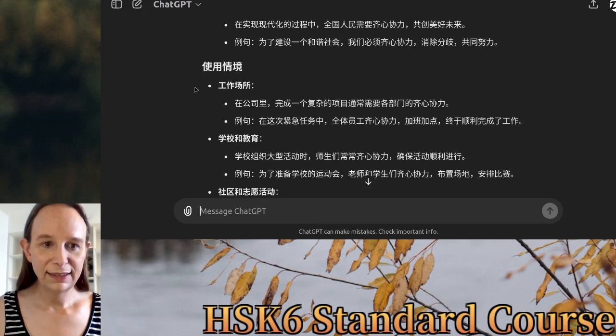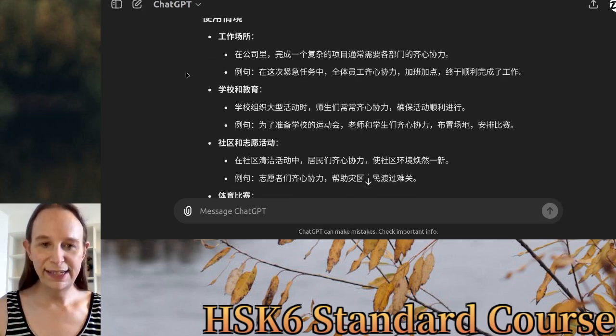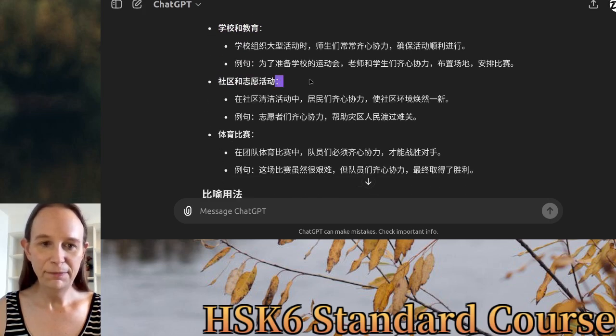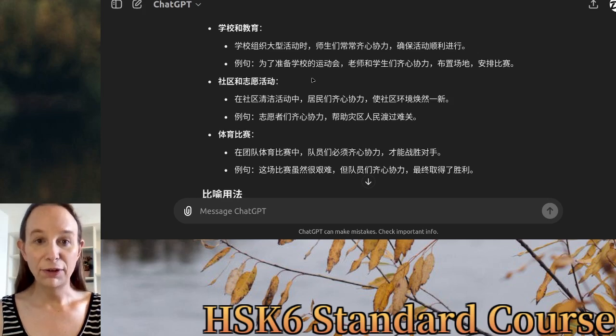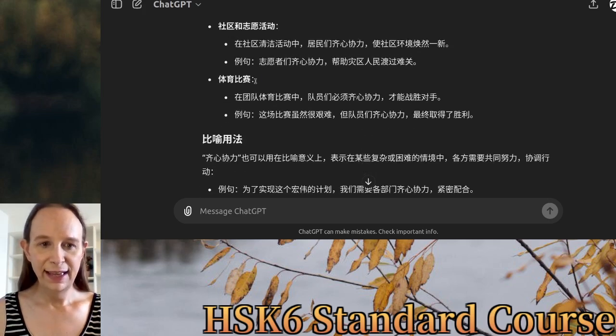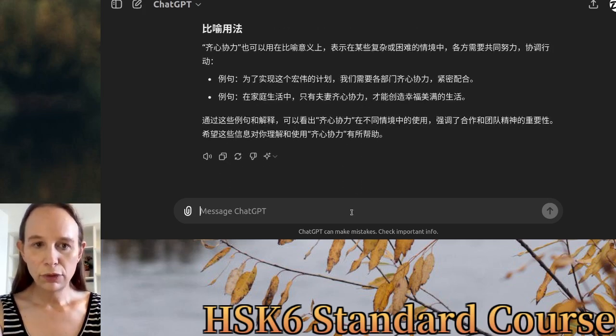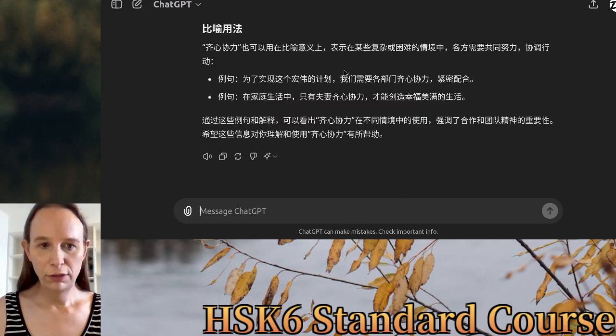And yeah, okay, so what context might it arise in? The workplace, 学校教育, like school and education in general. 社区和志愿活动, so social, community or volunteer activities, 体育比赛, physical competition, sports, basically sports. 比喻用法. No, it's just the same.